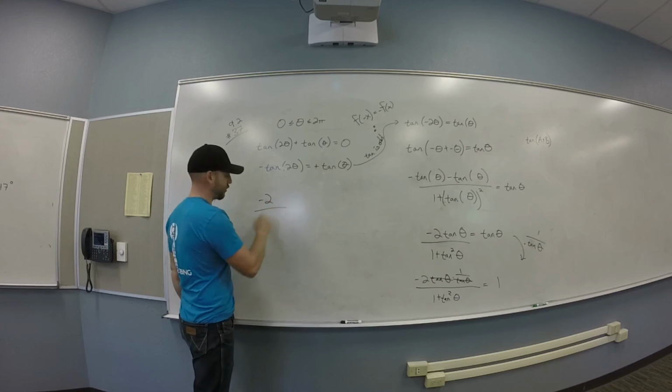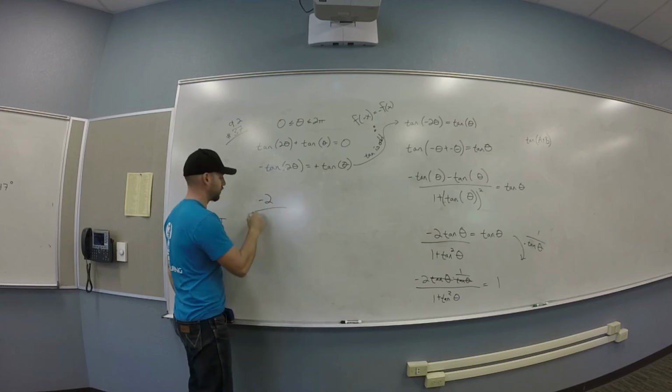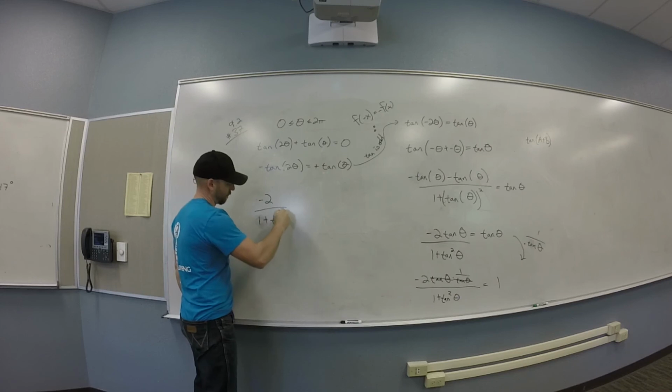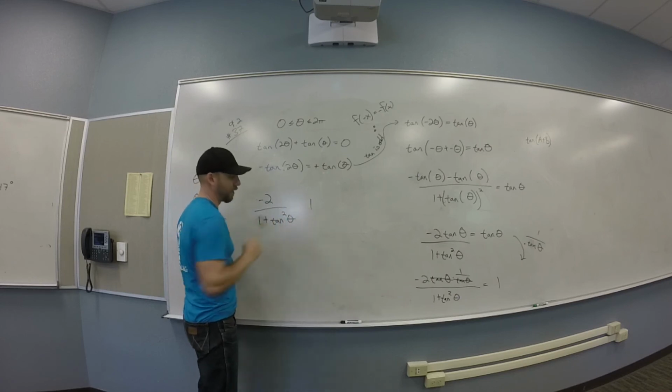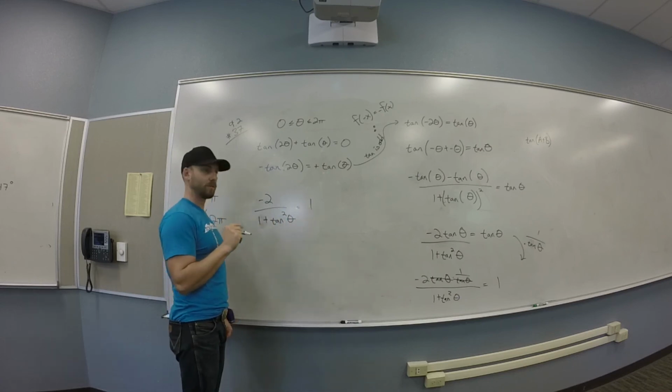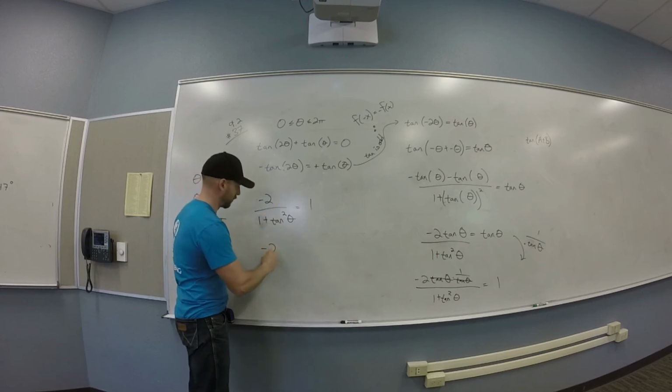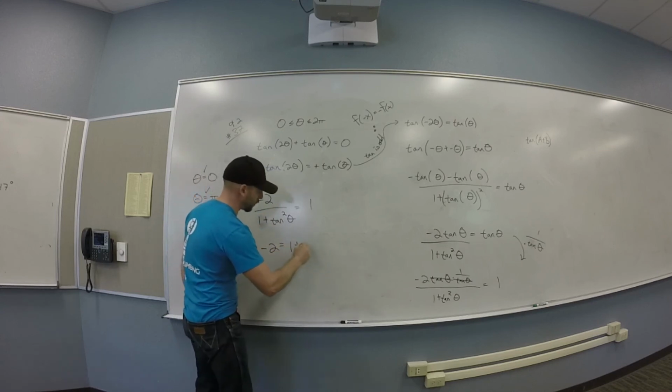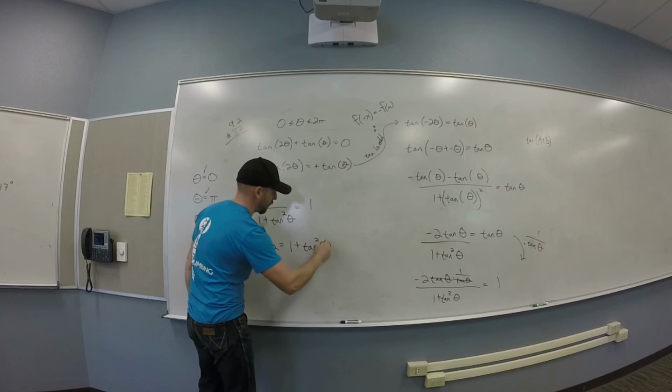So we got minus 2 over 1 plus tangent squared theta equals 1, right? So multiply across. Yep, minus 2 is 1 plus tangent squared of theta.